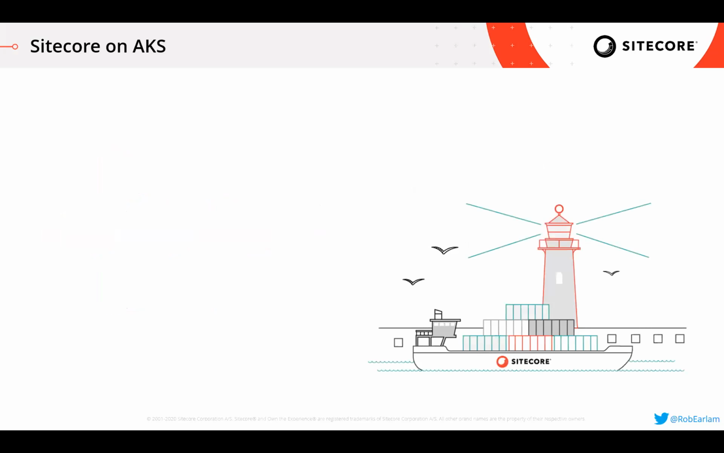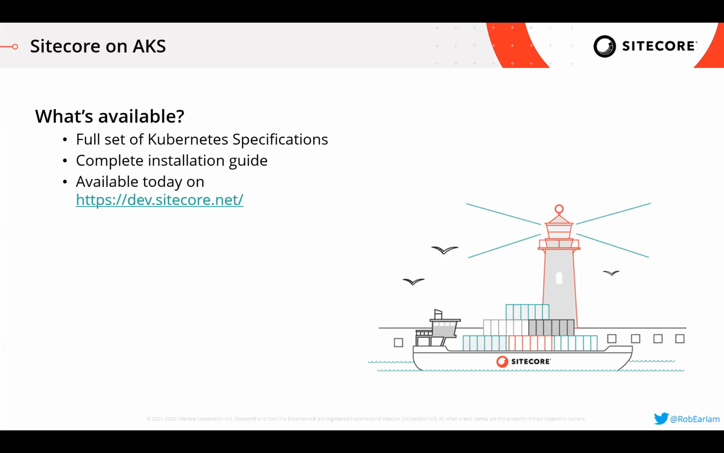And that brings us to Sitecore on AKS. So what is available today? If you go to dev.sitecore.net, you can download a full set of Kubernetes specifications and a complete installation guide that will take you from having a running, completely empty AKS instance to the full path of installing Sitecore and getting it to the point where you can hit your main welcome to Sitecore page and the content management interface. And this is what I'm going to show you shortly.